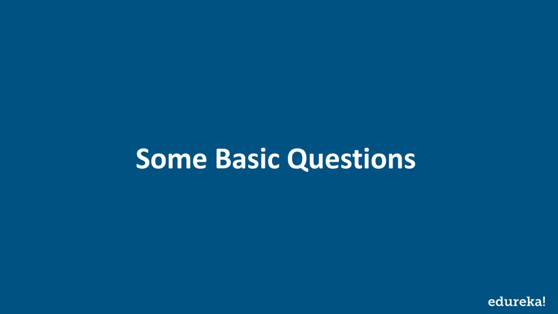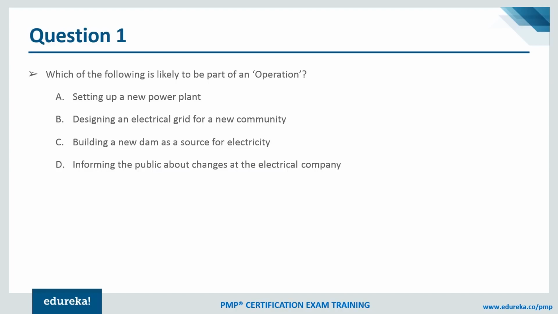So up to here, if you have any question, please feel free to ask. If you do not have any questions, I have some very few basic questions for you. Let's look at the first one. Which one of the following is likely to be a part of an operation? Whether it is setting up a new power plant, designing an electrical grid for a new community, building a new dam as a source for electricity, or informing the public about changes at the electrical company.